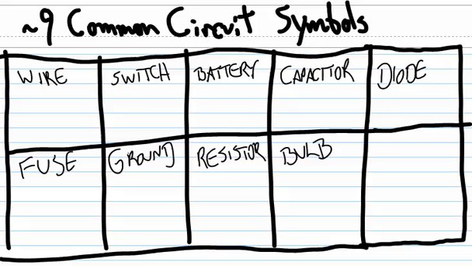Okay, I want to give you about 9 common circuit symbols, and I want to give you a brief description of what they are or do. I say about 9 because once I start talking, I never can tell if I'm going to keep going. So, let's do wire first.